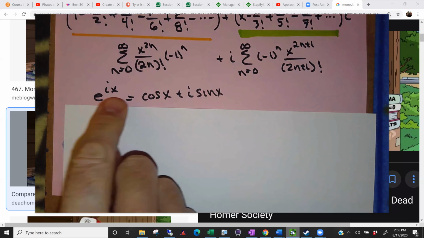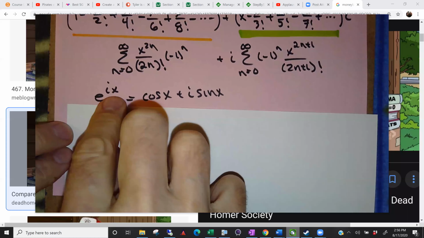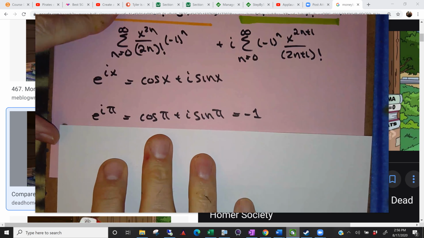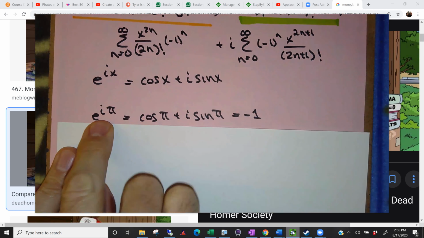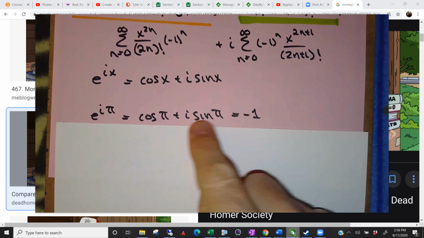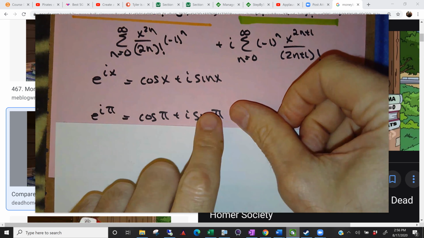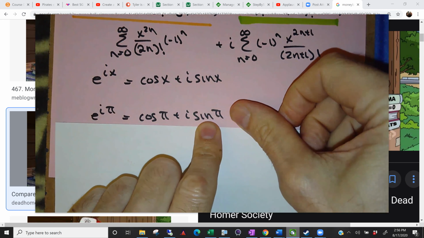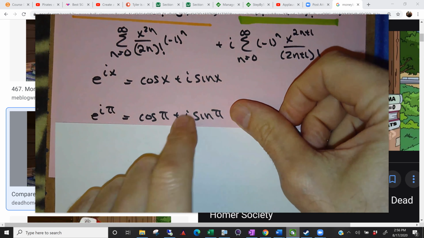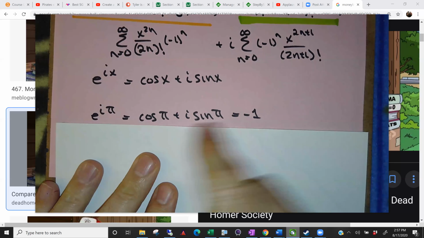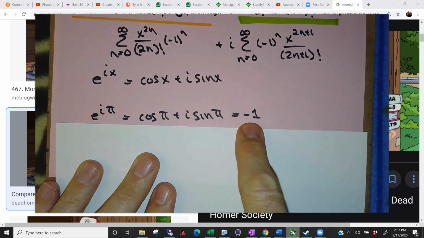Now, let's plug in a value for x. How about an important one, like pi? What if we plug in a pi here? We get e to the i pi is cosine of pi plus i times the sine of pi. Now what's the sine of pi? Make me look good here. 0. Sine of pi is 0. Cosine of pi is -1. So I get e to the i pi is -1.